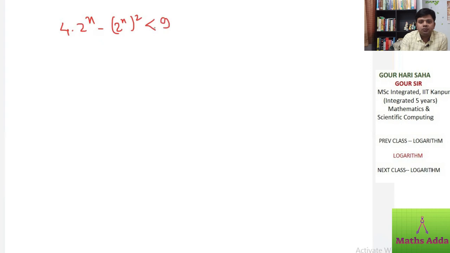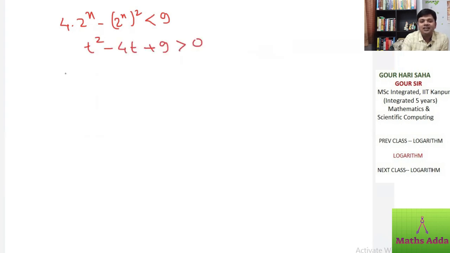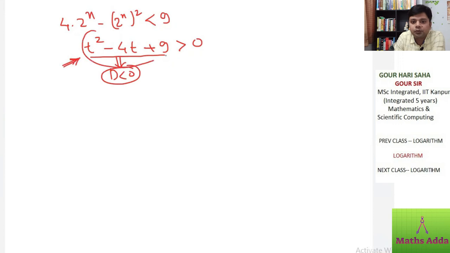2 to the power x is t, bring all the terms to one side, t square minus 4t plus 9 greater than 0. Now t square minus 4t plus 9 greater than 0, right? If you remember, I told you about quadratic expressions, if d is less than 0 then it's always positive. We have discussed in sign scheme, if you remember, when d is less than 0 this term used to be always positive, right?